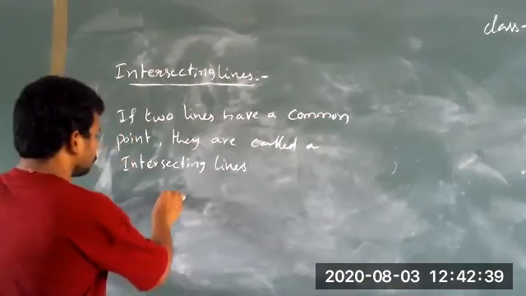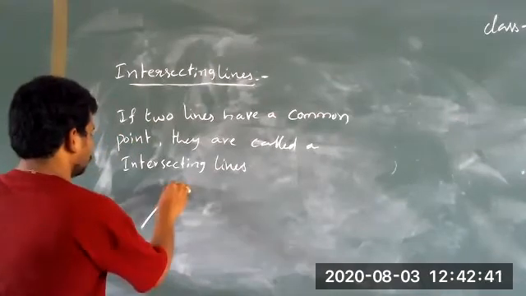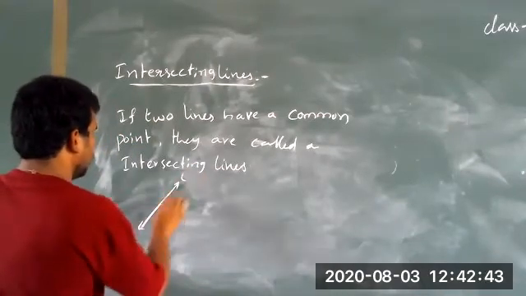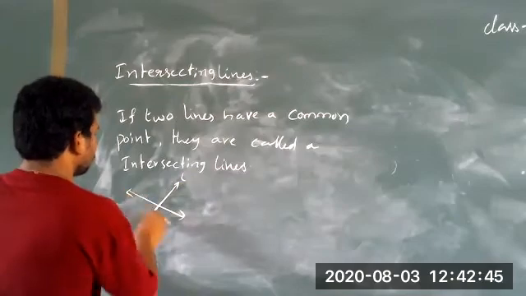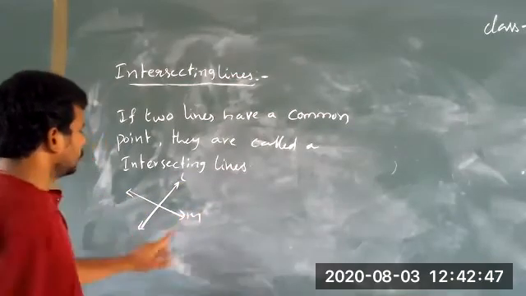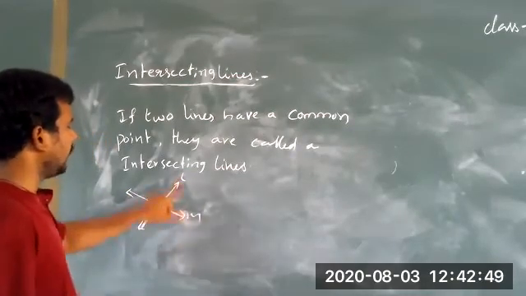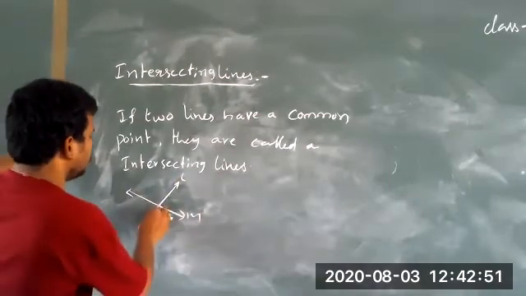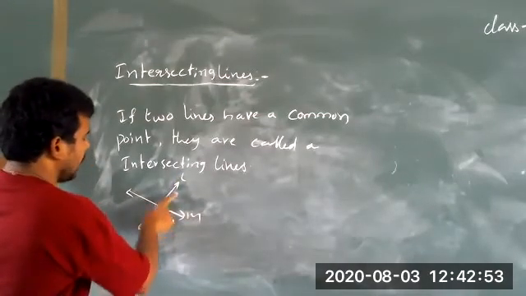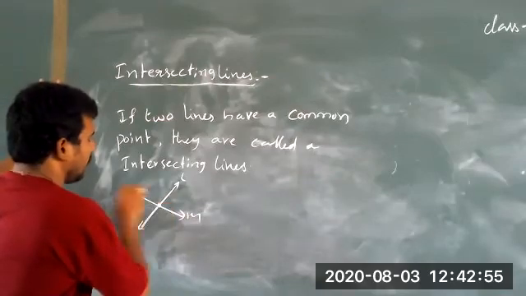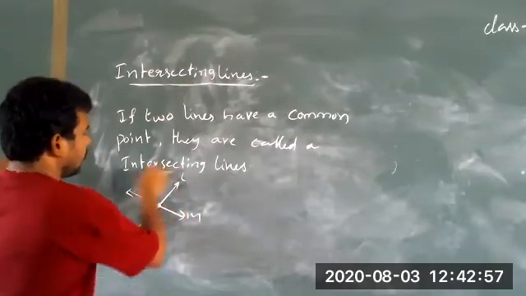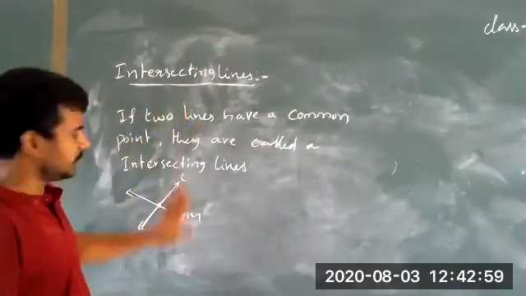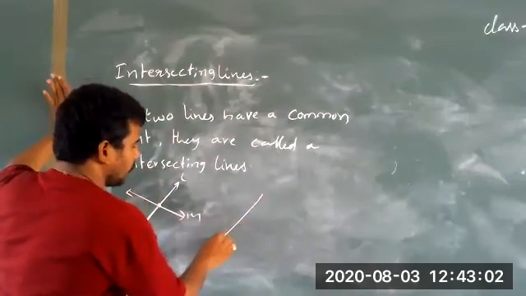Examples. This is L, this is M. So, LM: these two lines meet at one point. So two lines have a common point. This is the common point. So these two lines are called intersecting lines. This is one example. One more example.